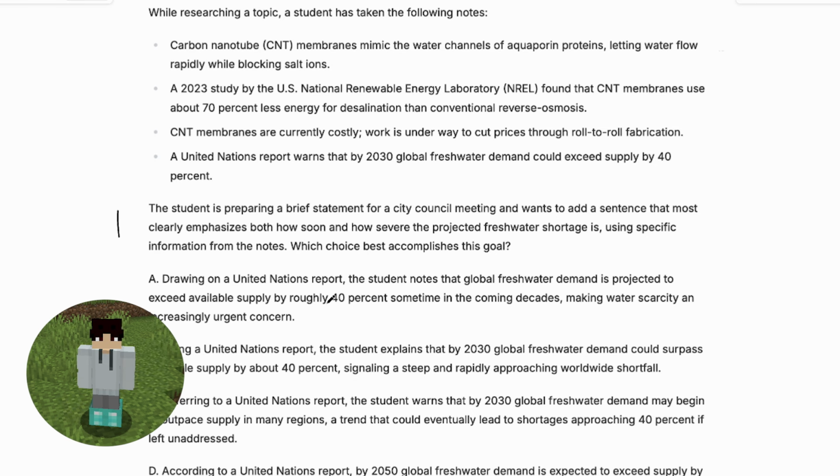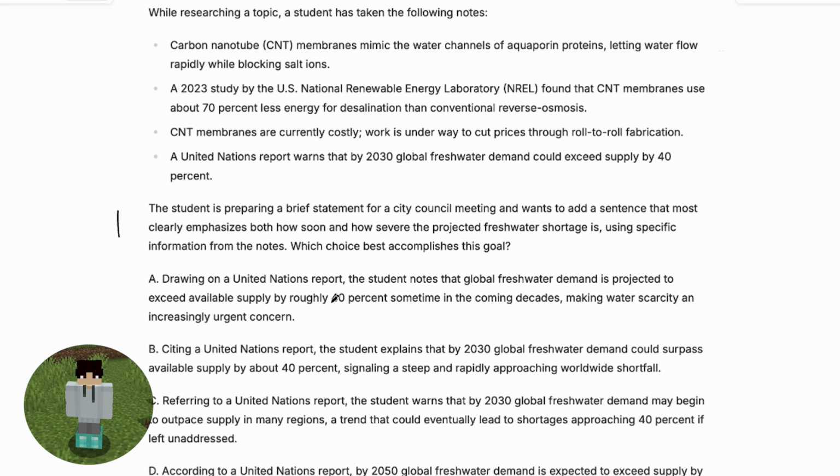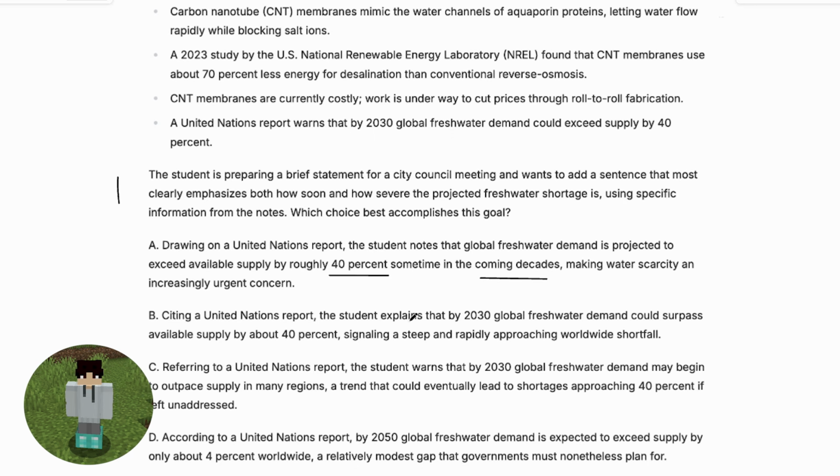A. Drawing on a United Nations report, the student notes that global freshwater demand is projected to exceed available supply by roughly 40% sometime in the coming decade, making water scarcity an increasingly urgent concern. So 40% sometime in the coming decade. B. The student explains that by 2030, global freshwater demand could surpass available supply by about 40%, signaling a steep and rapidly approaching worldwide shortfall. This one lists an actual date. The other one just says the coming decade, so clearly there's some kind of discrepancy there.